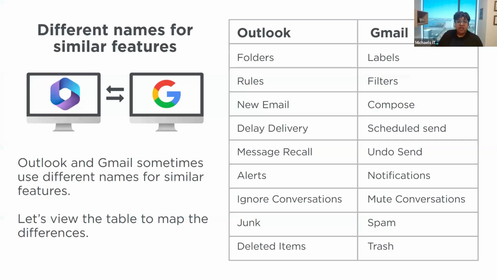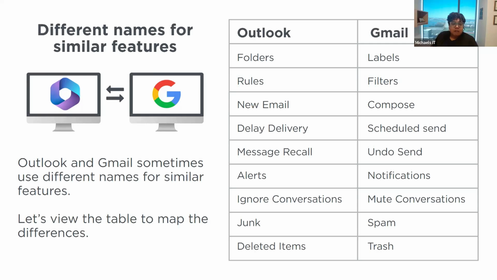Let's review some of the things that we went over. If you've used Microsoft Outlook in the past, here are some of the different verbiage that mean the exact same thing. So it's different names for very similar features. In Outlook, we call them folders. In Gmail, we call them labels. In Outlook, it's called rules. In Gmail, we call them filters.